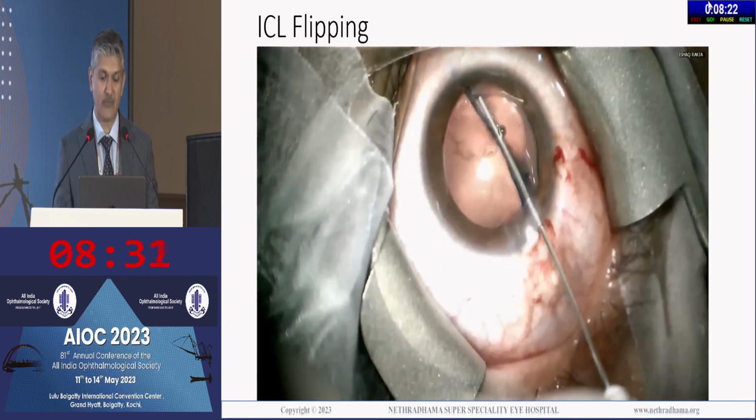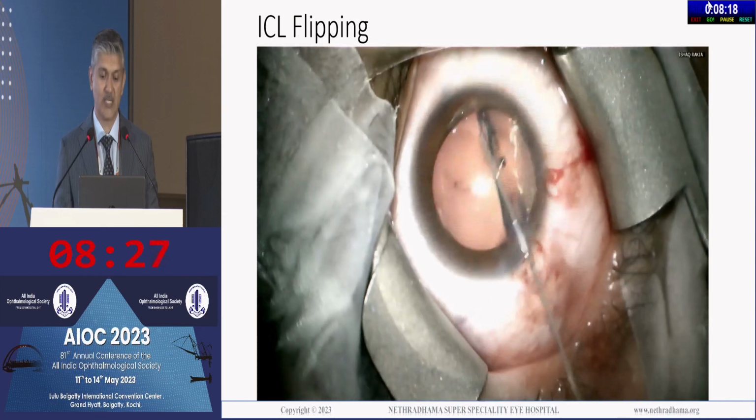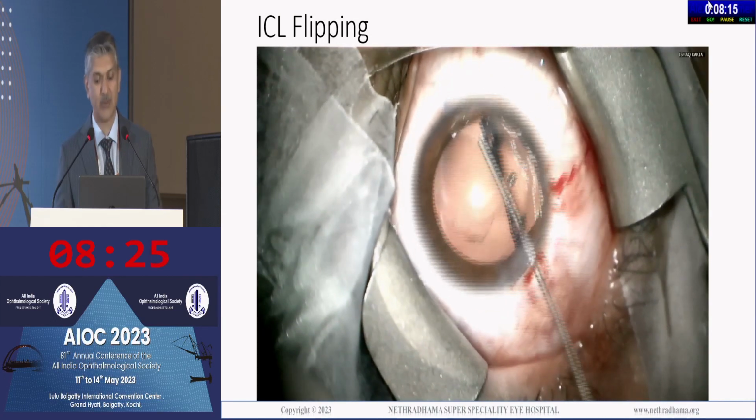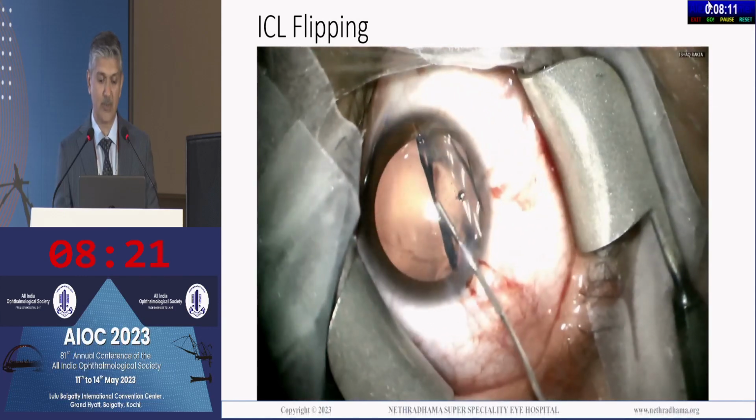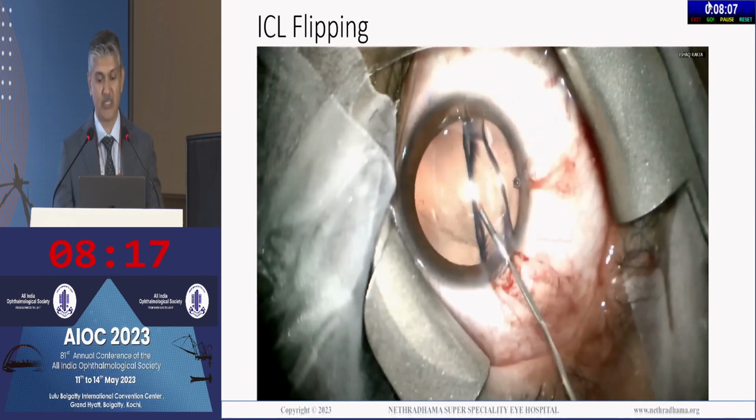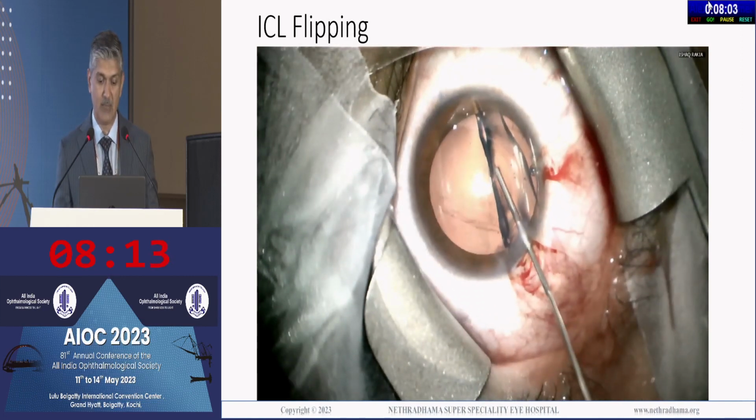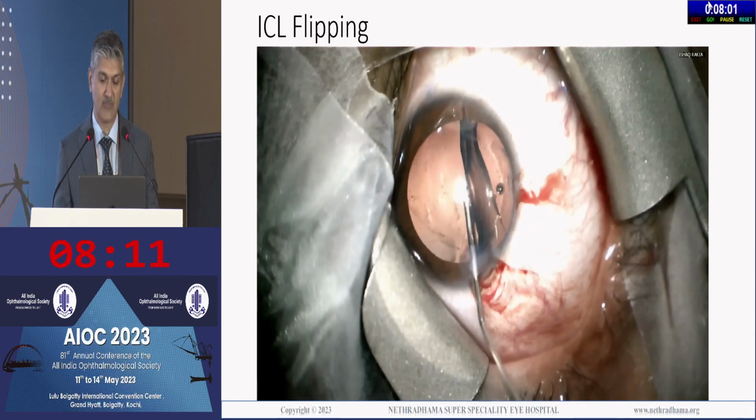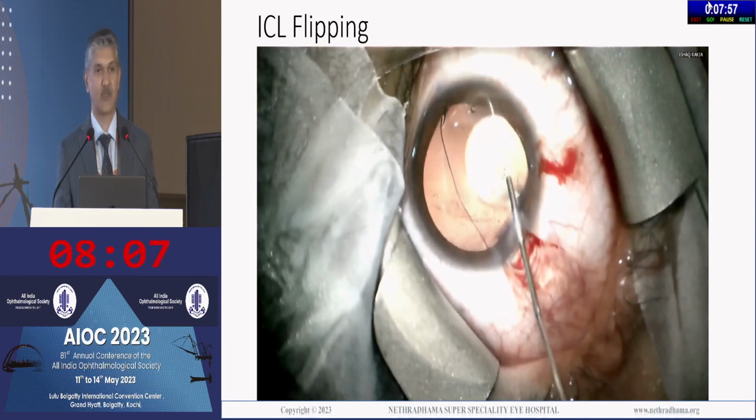So again, for beginners, you may want to remove the ICL and insert it because flipping maneuvers can damage the endothelium and damage the crystalline lens. So you have to be very careful. Here I'm putting adequate viscoelastic to deepen the chamber. And then you can see that I'm engaging the hole, the center flow there with the cannula and then pushing it. And this flips the ICL.